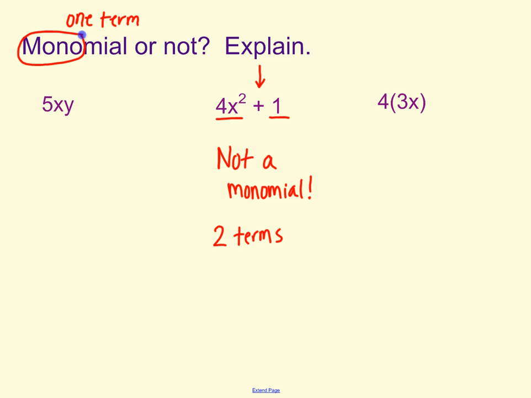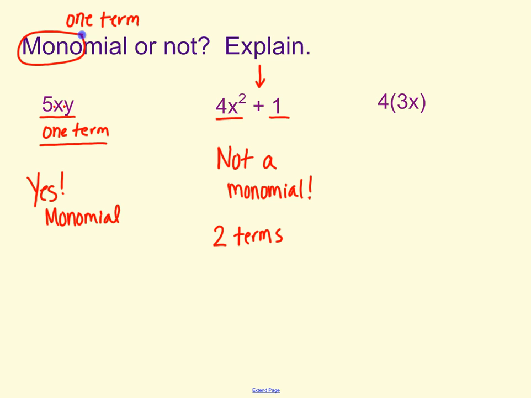So if we look at the first example, 5xy, you notice we don't have any plus or minus signs, but we do have three things. We have a 5, an x, and a y. But because it's all kind of stuck together with that multiplication, that makes that one term. It's only a plus or minus that will separate your different terms. So 5xy is one term, so yes, this one is a monomial. And how did we know? You could say there's no plus or minus signs, or you could say there's only one term.